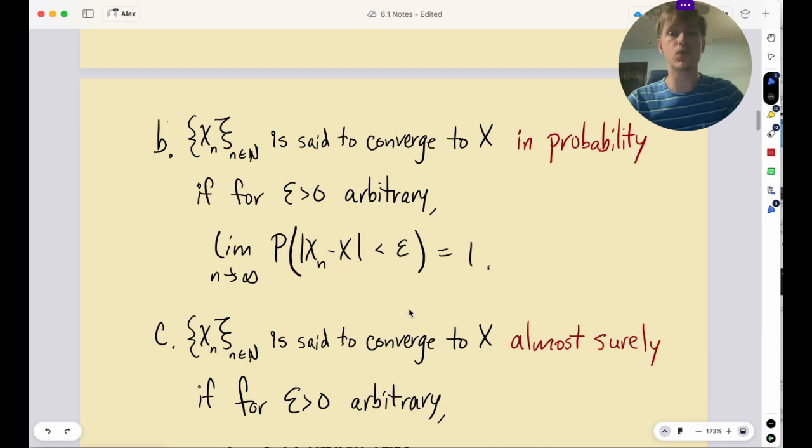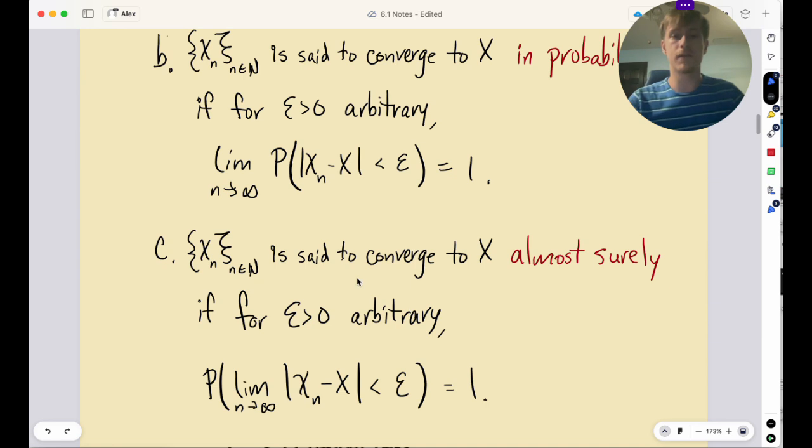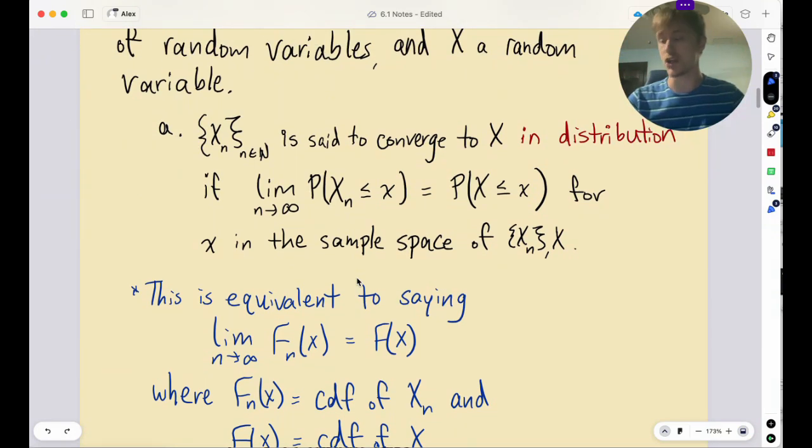Now that is very closely related but extremely different from this last kind of convergence, which is convergence almost surely. And we're still going to let epsilon be a positive arbitrary real number, but this time I have that the probability that the limit as n approaches infinity of the absolute value of Xn minus X being less than epsilon is equal to 1. Okay, so a couple of things that I want to point out. I'm sure you have a lot of questions. First thing that I need to do is give you some notation. So if Xn converges to X in distribution, a lot of times we'll say this and put a d for distribution.